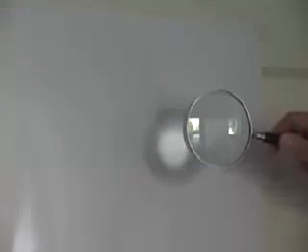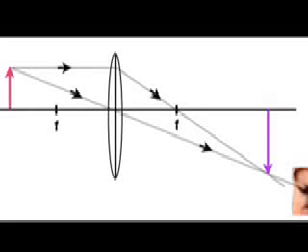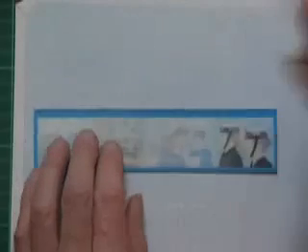We can see the same effect with the light from the window. The light from the window is brought together and we get an inverted image projected onto the screen. Here is a schematic diagram showing the action of the lens, focusing the light from a distant object and producing an inverted image. And here's an explanation of how that is done.